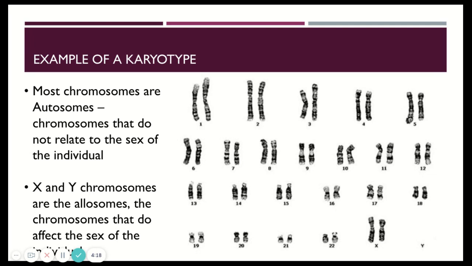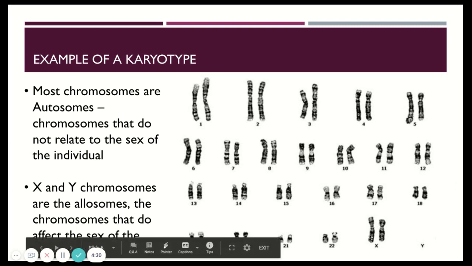So take a second, guess the sex of this individual based on what we see. If you guessed female, you are correct, as they have two X chromosomes. A male would have an X and a Y.